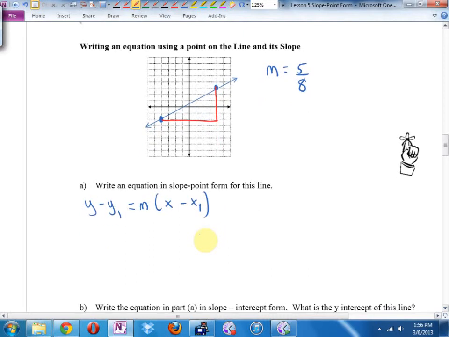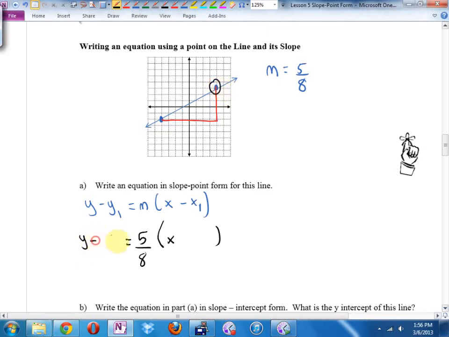We can fill this in. What's the slope? 5/8. All we need is one point, and it doesn't matter which point we use. We can use the left-hand point or we can use the right-hand point. Which point do you want to use? The one on the left or the one on the right? Right? So we're going to use this point here.